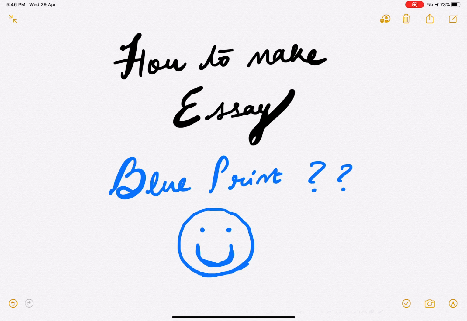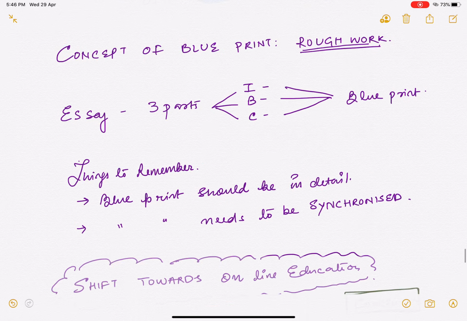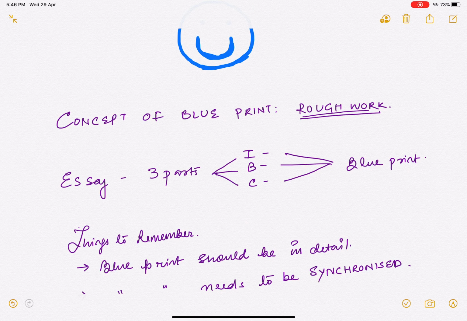Today we'll be discussing how to make the essay blueprint. Now, what is a blueprint? The blueprint is nothing but your rough work that you prepare before writing the essay. And the rough work is very, very important.